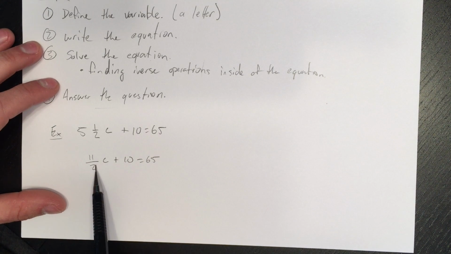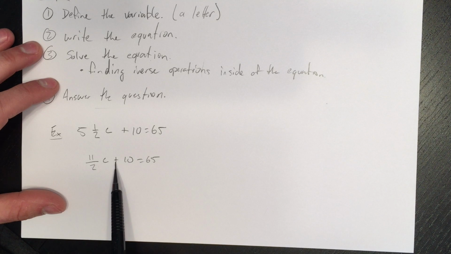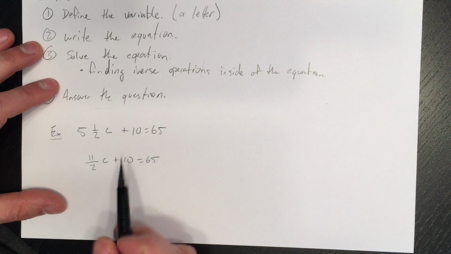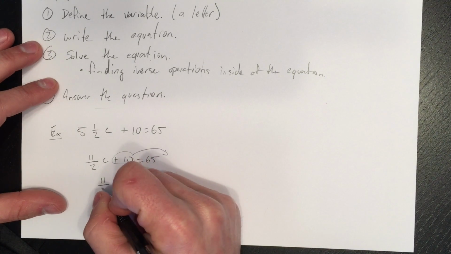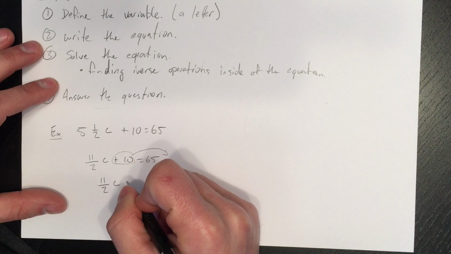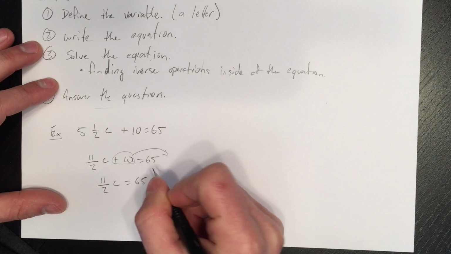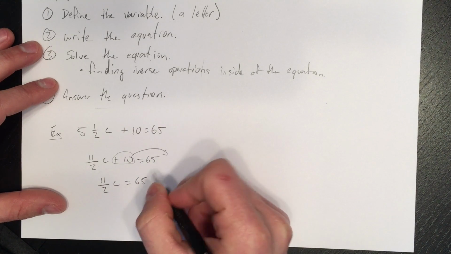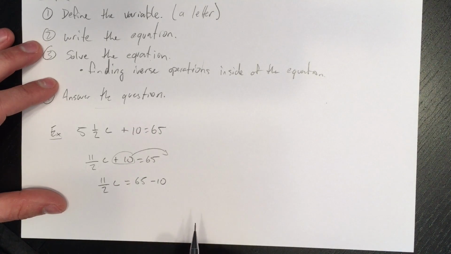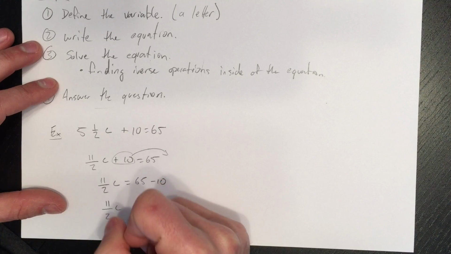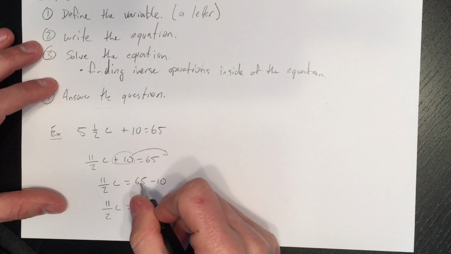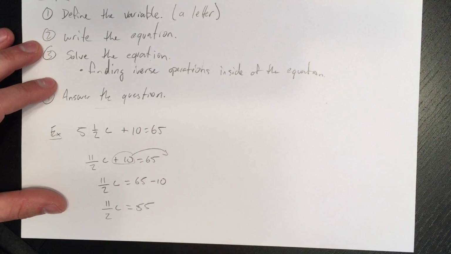We can multiply both sides by 2 because this is 11 divided by 2c plus 10. All right, or we can go ahead and just take this 10 over to this side. But that's what I'm going to do. I'm going to take that 10 and I'm going to put it over to that side. 11 halves c equals 65. When the term switches sides, it switches signs. So we can go ahead and do that math. 11 halves c equals 65 minus 10 is 55.